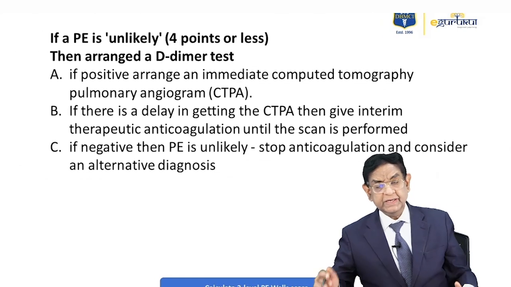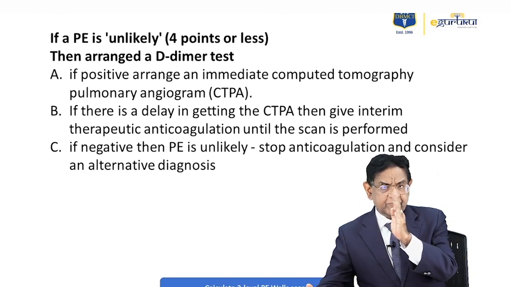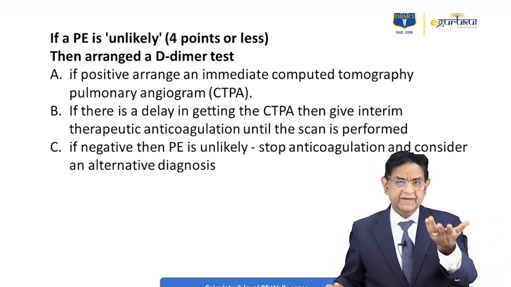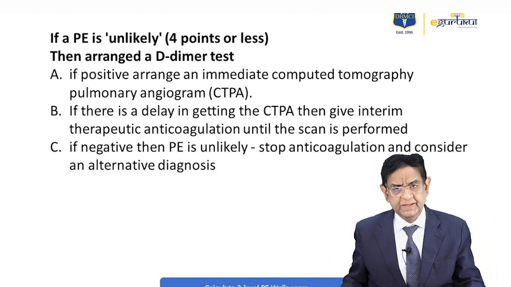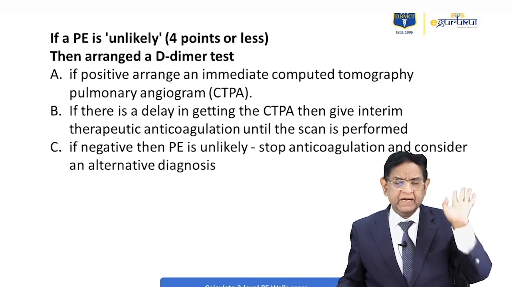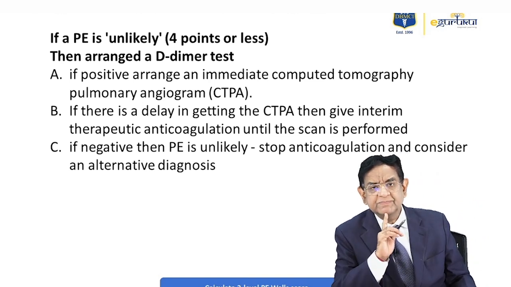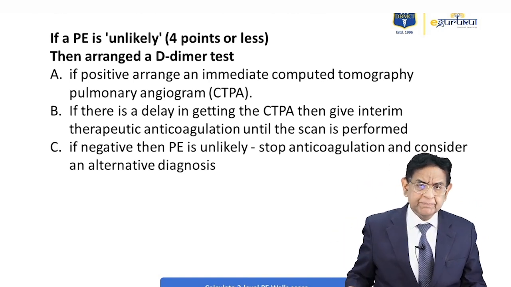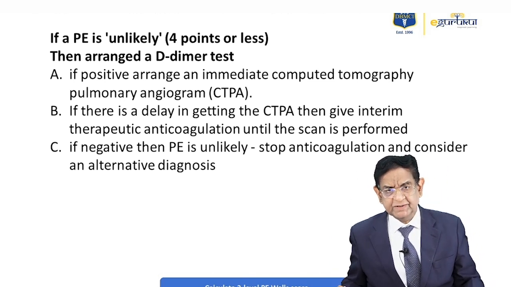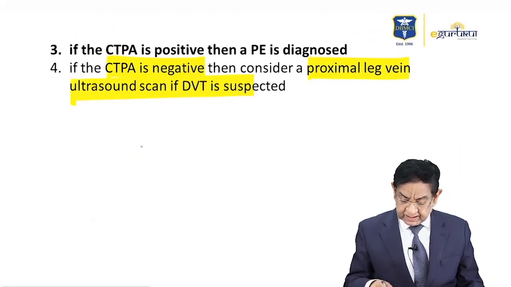Right, so a quick recap. We got a score more than 4. What did we do? CTPA. And we started oral anticoagulation immediately, and we have used rivaroxaban or apixaban. If the report comes positive, you continue with oral anticoagulation. If the report comes negative, then you do the leg ultrasound.